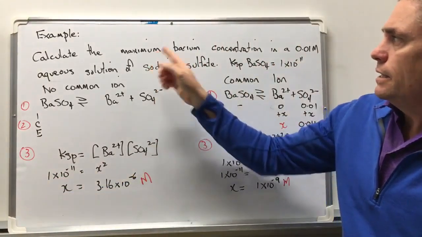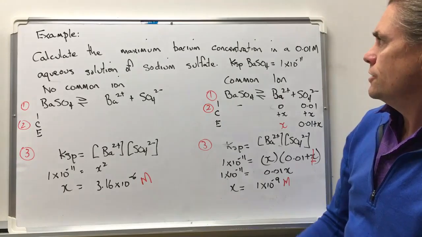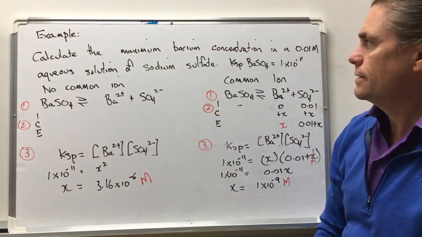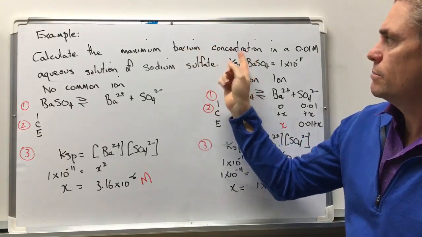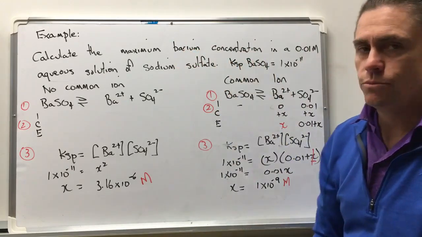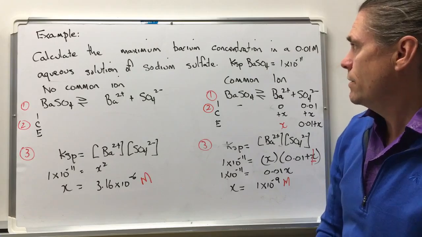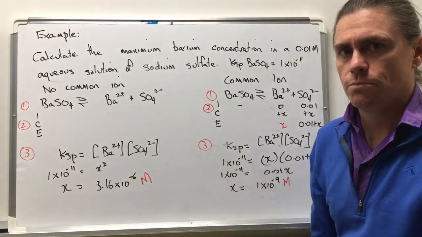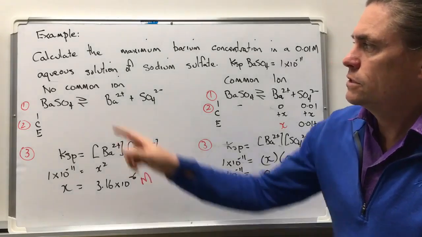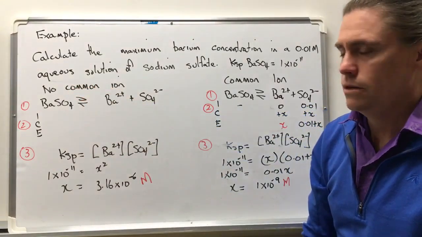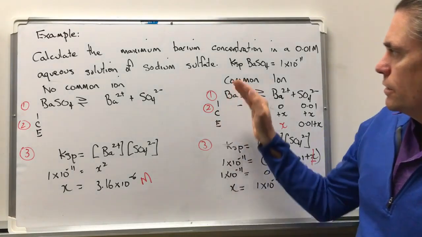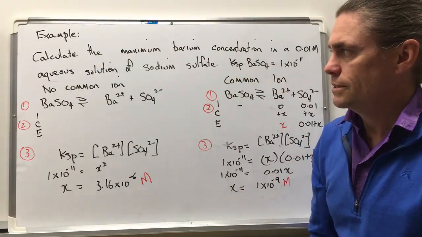Let's say we're asked to calculate the maximum barium concentration in a 0.01 molar aqueous solution of sodium sulfate. Now we're not told that it's barium sulfate, but in the next part of the question we've been given a KSP for barium sulfate as 1 by 10 to the minus 11. Now we're going to do this problem in two parts. First of all, I'm going to show when there's no common ion, and we're going to calculate the concentration of our barium, and then we're going to show it when we have the common ion present.